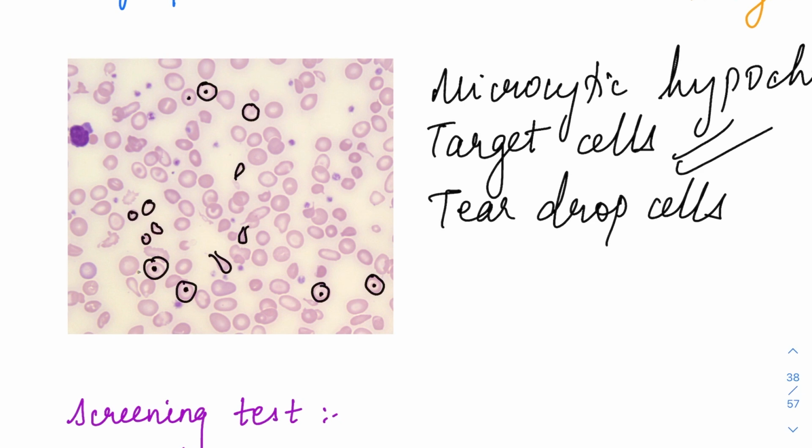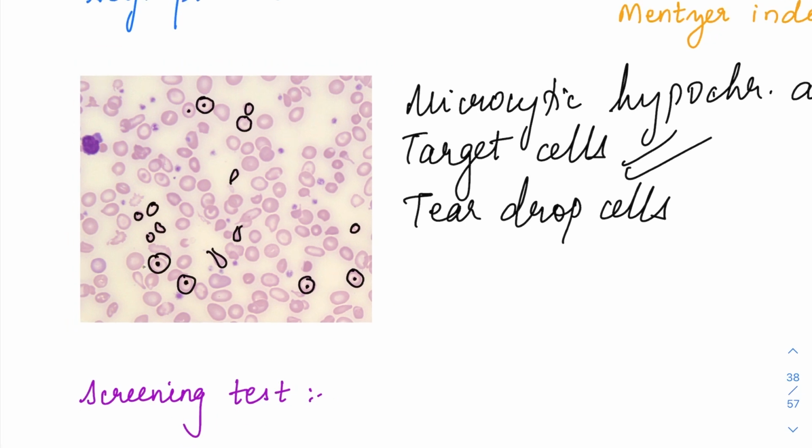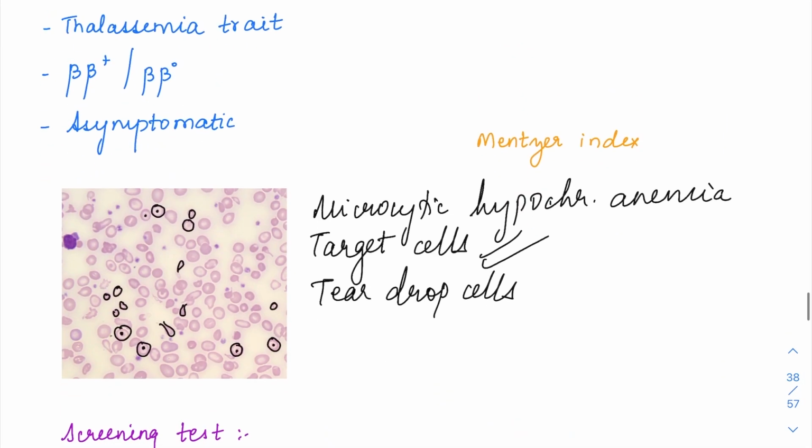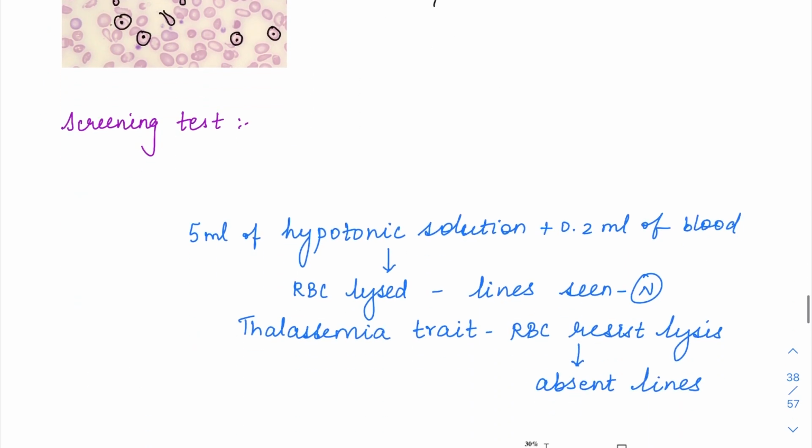Apart from that, you are seeing microcytic hypochromic RBCs as well, right? So these are the classical features of thalassemia minor. So how do you differentiate it from IDA? I told you, you have to use the Mentzer index. The Mentzer index is MCV upon RBC count. So it is going to be less than 13 in thalassemia and more than 13 in IDA.